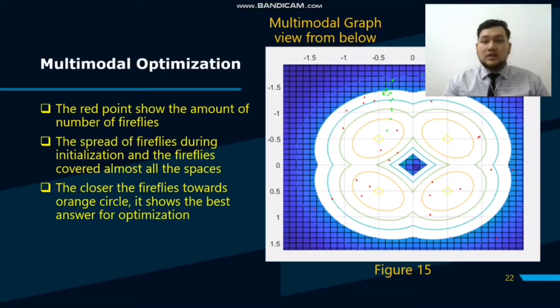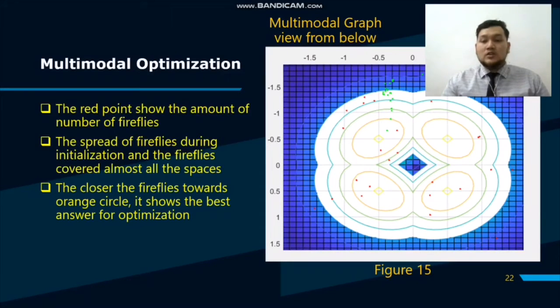Figure 15 shows the multimodal graph viewed from below. As we can see, the red points shown in this graph represent the number of fireflies. If we set n equal to 25, the graph must have 25 fireflies. The fireflies spread during initialization and cover almost all the space. The closer the fireflies are toward the orange circle, the better the answer for the optimization.